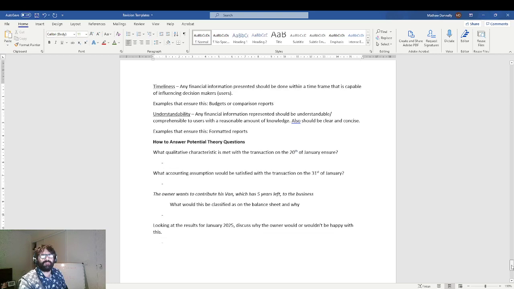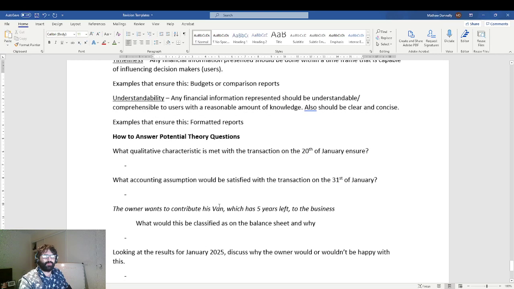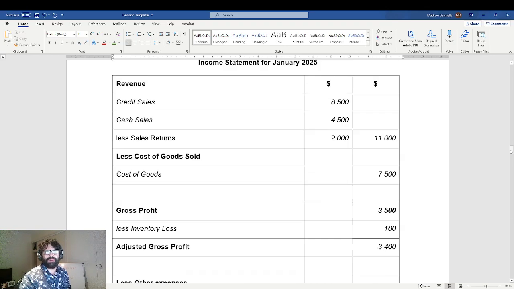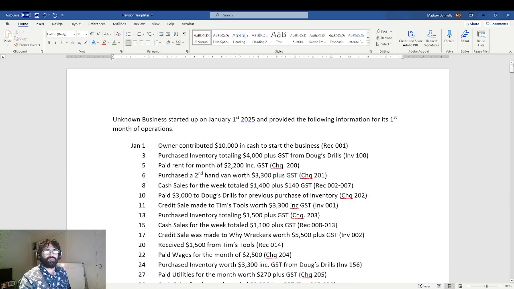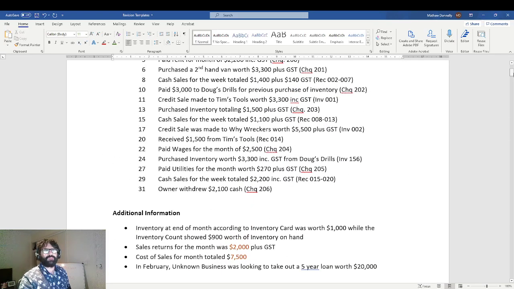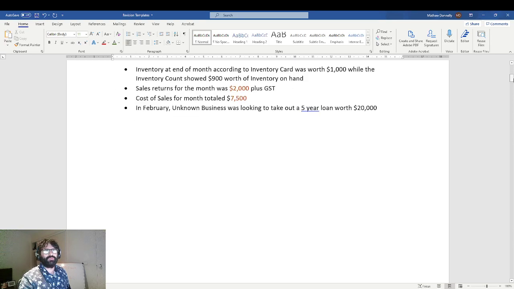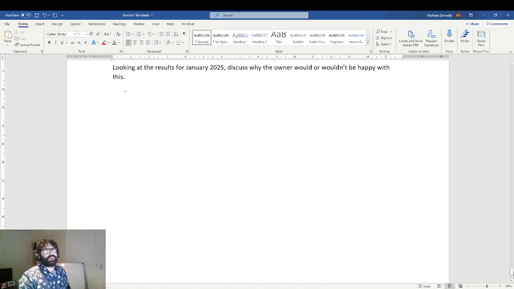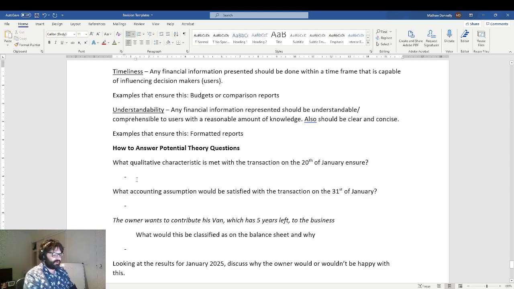Now, we've done our characteristics. What are some things that I may want to include on certain answers? Now, this is a sample. You're going to have your own ones. So, what qualitative characteristics is met with the transaction on the 20th of June? We look at the transaction on the 20th of June. We see they received 1,500 from Tim's Tools, receipt 104. The most simplest one is, say, verifiability, because we kept the source document. So you would mention or list and state the characteristic.